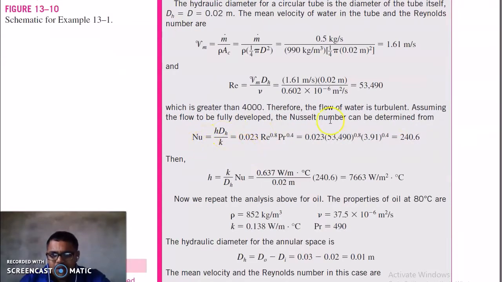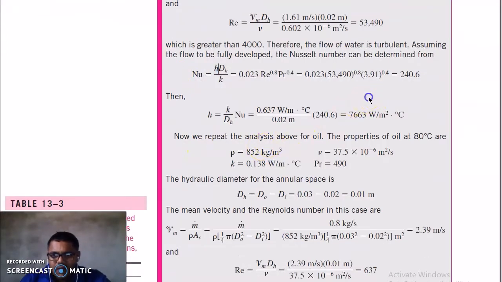So we will assume the Nusselt number corresponding to turbulent flow, which in this case is this, and we know the Nusselt number is equal to h d_H by k. From here you can find the value of h, which is equal to Nusselt number times k by d_H. This is your Nusselt number. Put the values in this equation, and you will get the inner heat transfer coefficient, which is this.